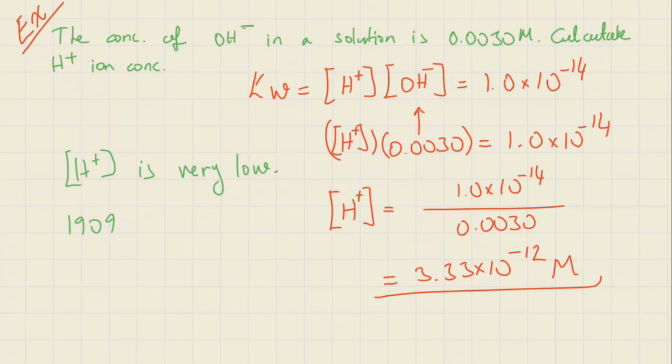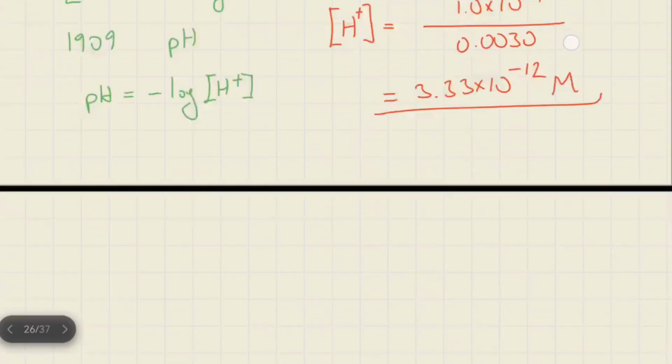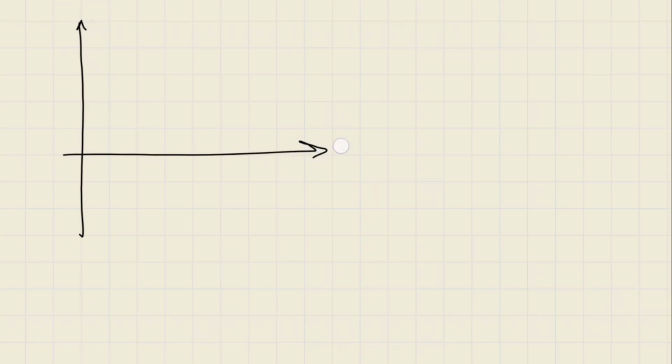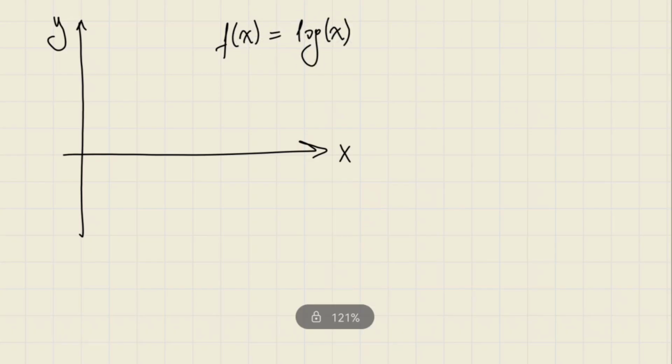1909 proposed a useful solution to deal with low concentrations, and he defined a negative logarithm of hydrogen ion concentration, and it's called pH. So pH is simply minus log of hydrogen plus concentration. But what is the logarithm? So I want to show the function itself. So we have x and y coordinates, and log x is something like this.